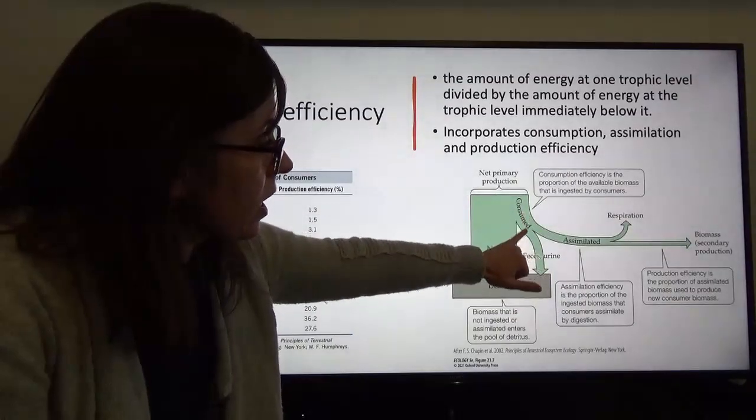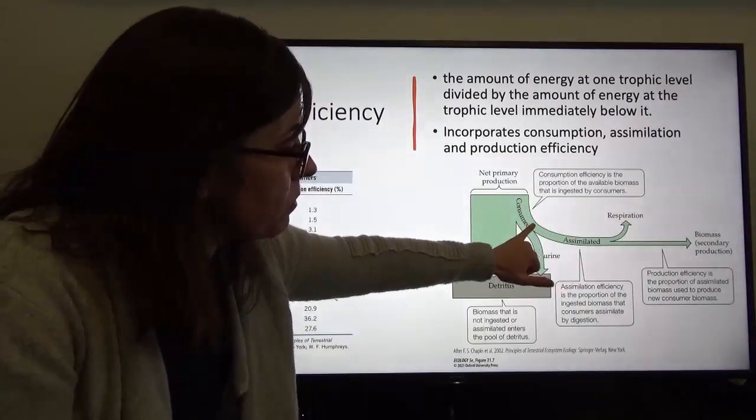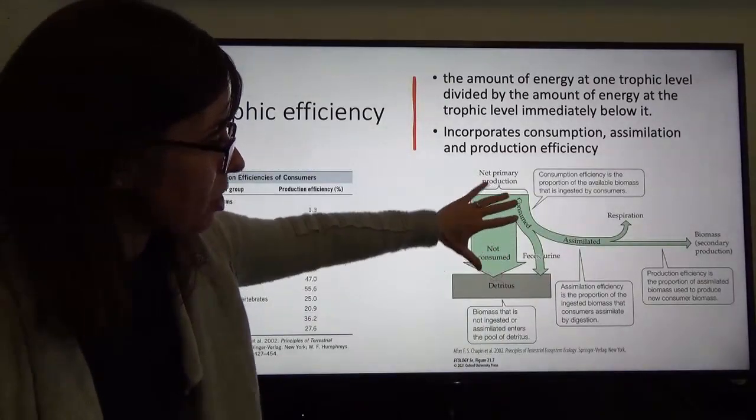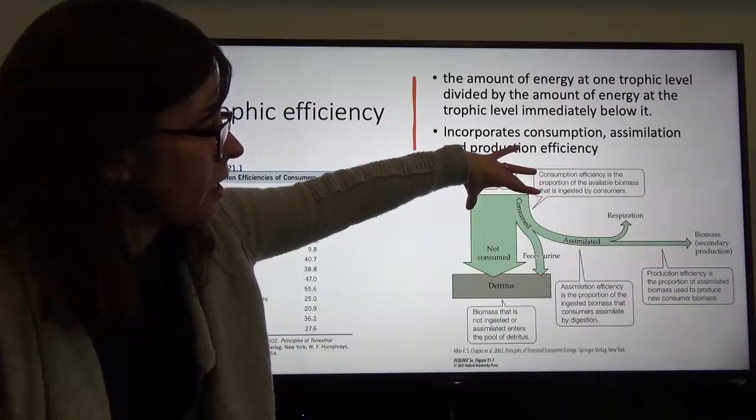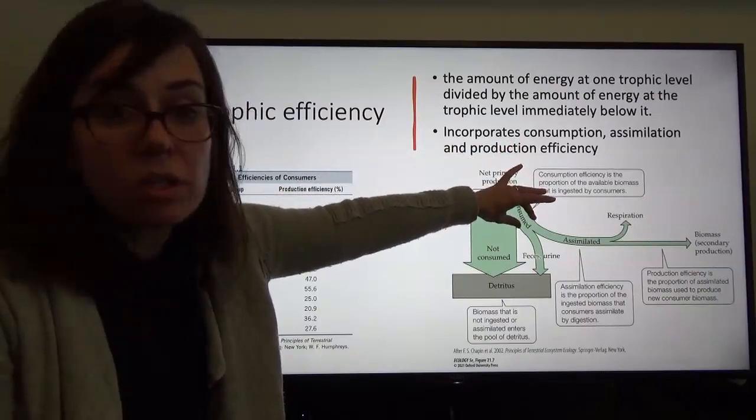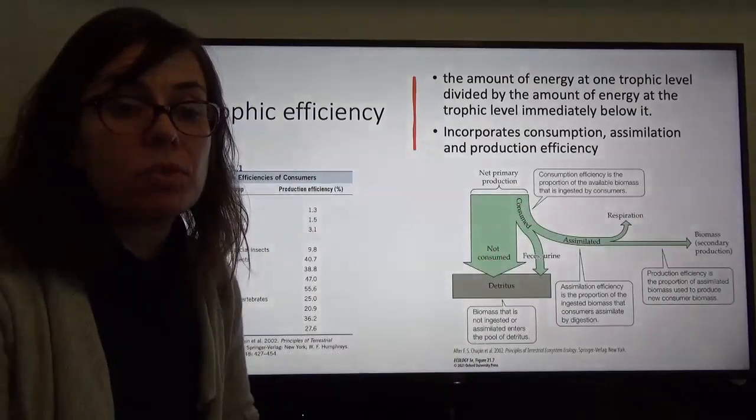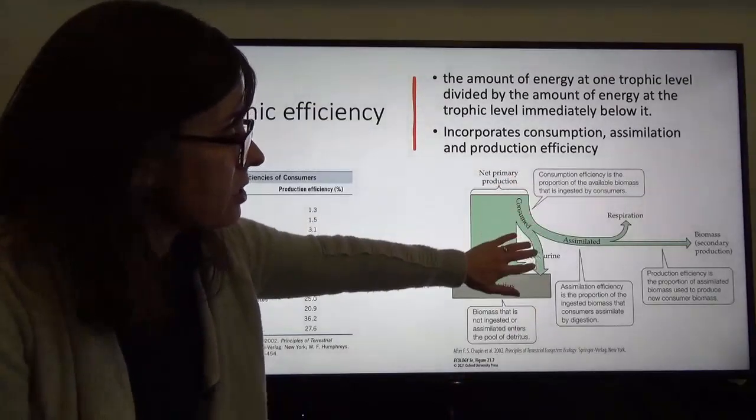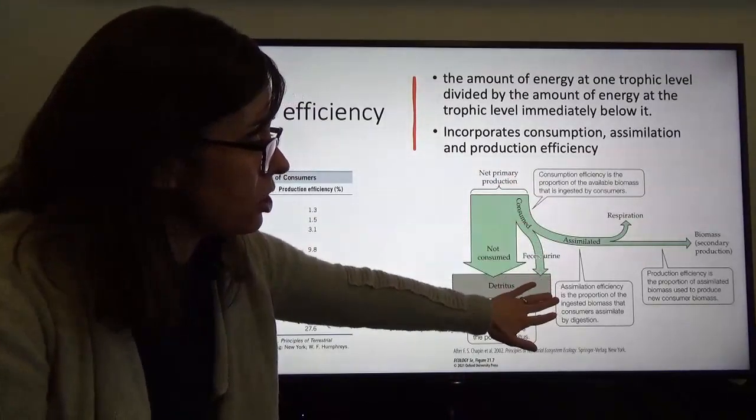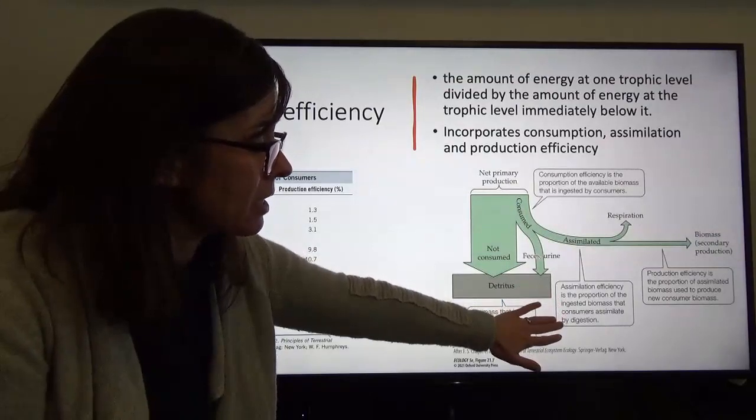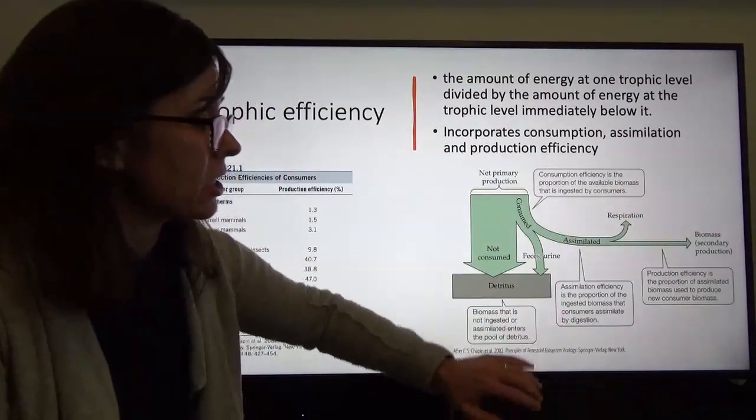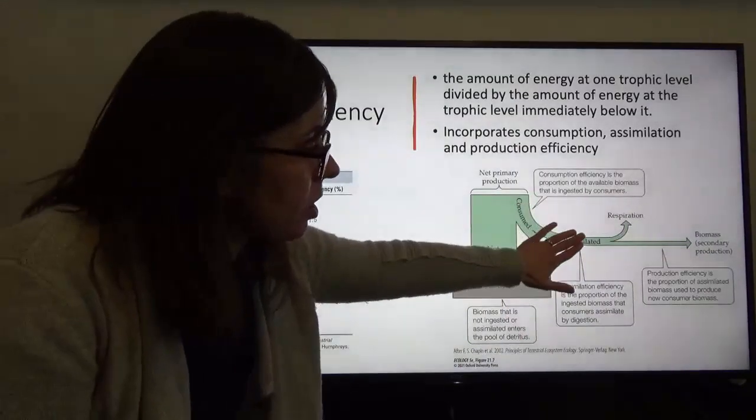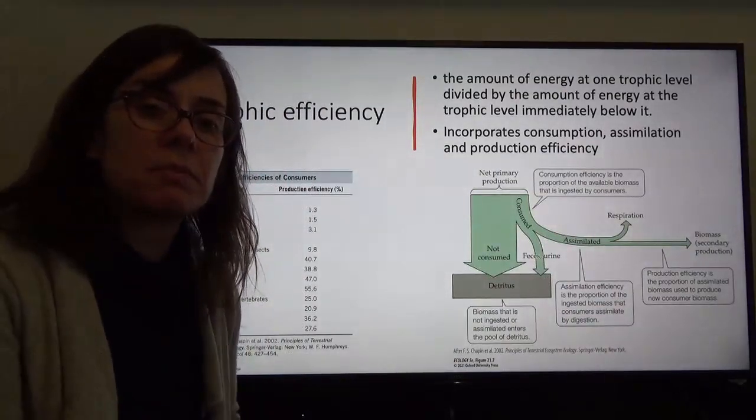Okay, so then we move to this assimilation efficiency. Our consumption efficiency is how much of this total proportion of NPP is consumed by the next trophic level, by the primary consumers. Part of this is lost to feces, part of it is assimilated, and so the assimilation efficiency is the proportion of the ingested biomass that consumers assimilate by digestion. So the feces and the urine are not assimilated by digestion. Some proportion of that energy then is assimilated by digestion.